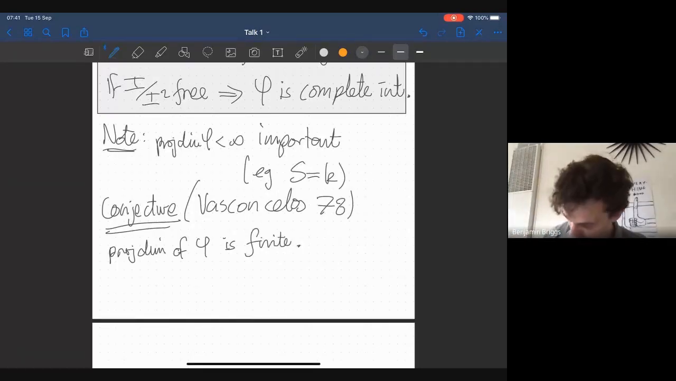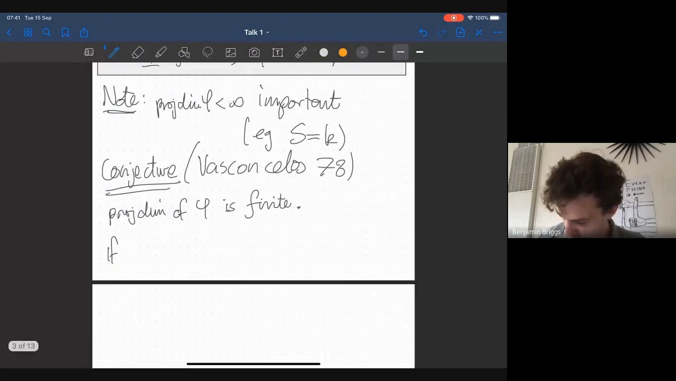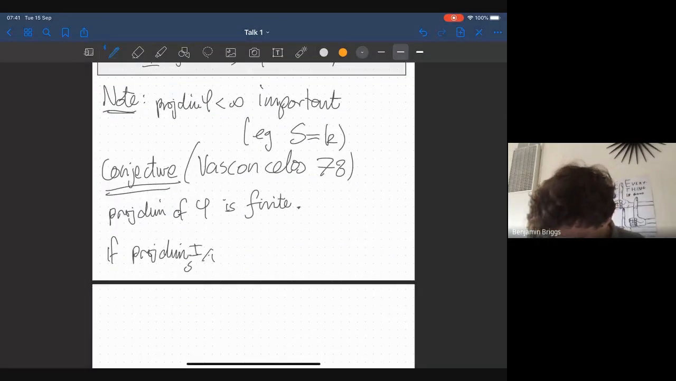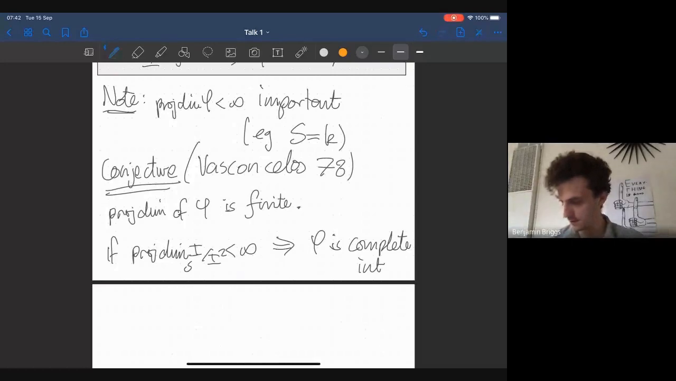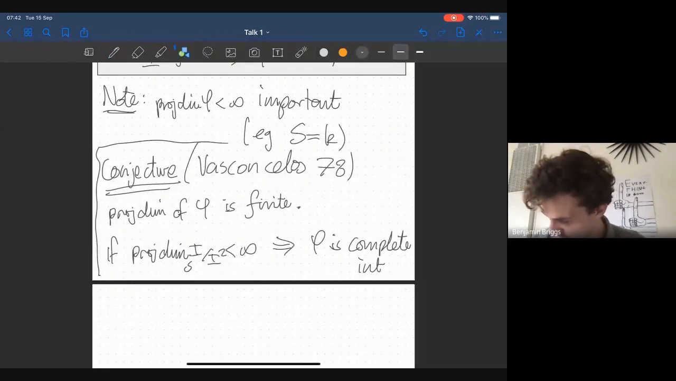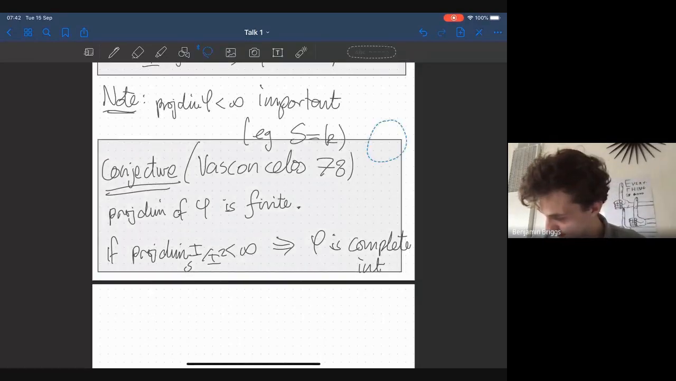And the conjecture says that if, not just that the conormal module is free, but we drastically weaken that to say if the projective dimension of the conormal module is finite, then as well phi is complete intersection. So this is the main conjecture that I'll be talking about throughout these two talks. Sorry about the boxes.